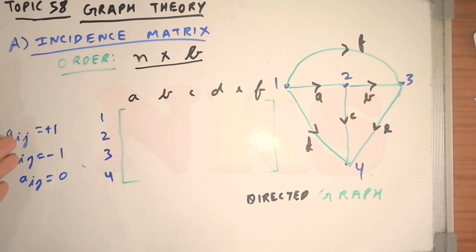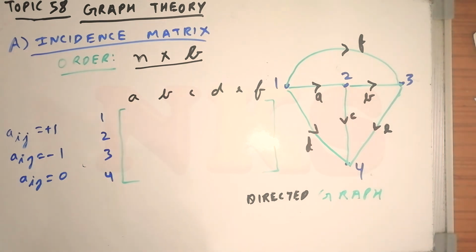if the jth branch goes out of the ith node, then we will take it as +1 in the matrix. If the jth branch comes into the node, then we will put -1 in the matrix. If there is no connection between the jth branch and the ith node, then we will put 0 in the matrix. I hope you have written them down as I have recited. If you have not, then please pause the video and write them down.